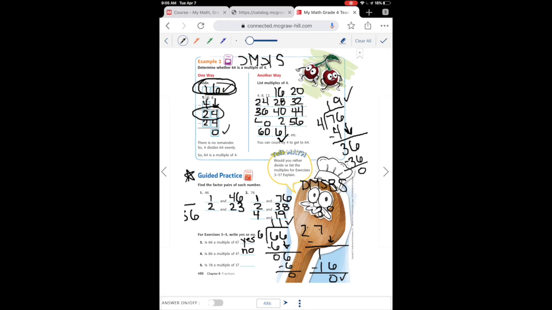Is 78 a multiple of 3? If I skip count by 3, will I say 78? Or if I divide 78 by 3, will I get a whole number with no remainders? How many groups of 3 can go into 7? 2 times 3 is 6. 7 minus 6 is 1. Bring down my 8. 18 divided by 3 is... Anyone? 18 divided by 3? Think about it.